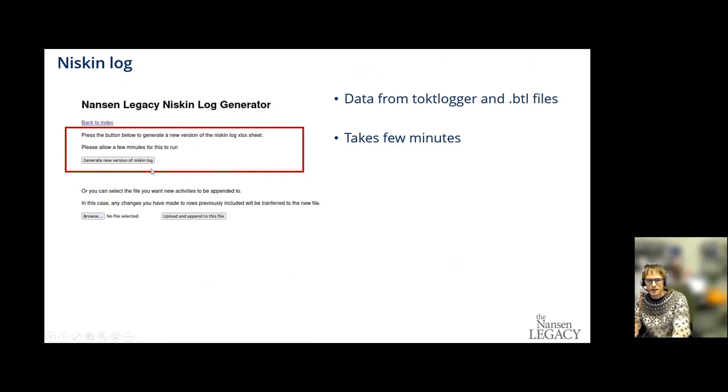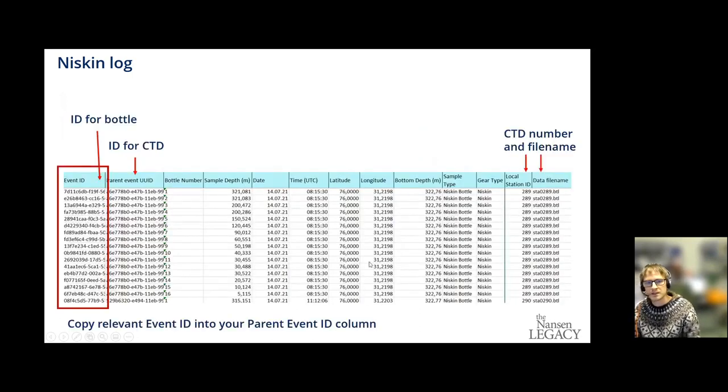The Niskin log works similarly. You just generate this. This takes the information from the bottle files and also the TOC logger and dumps it to something like this. So in this case, you have two ID columns. You have the ID of the bottle in the event ID, and you have the event ID of the CTD as the parent of that. So if you are taking a water sample and you're logging that water sample, you come and take the event ID and paste that into your parent event ID column in your own file.